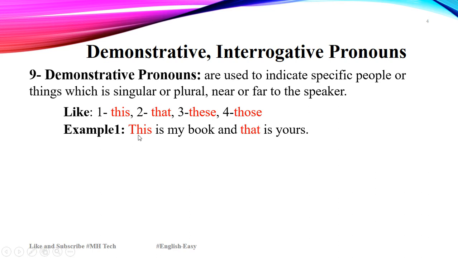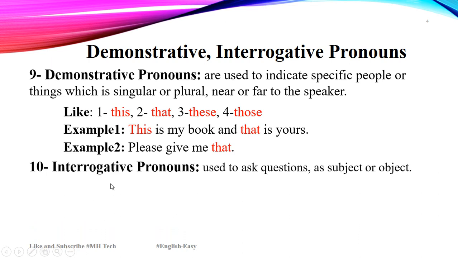For example, we have a sentence here: this is my book and that is yours. So it is used to indicate or point to something. It points to near or nearby things, and it points to things far from the speaker. So go to example 2. We have: please give me that. So it is used to point to or indicate a specific thing.